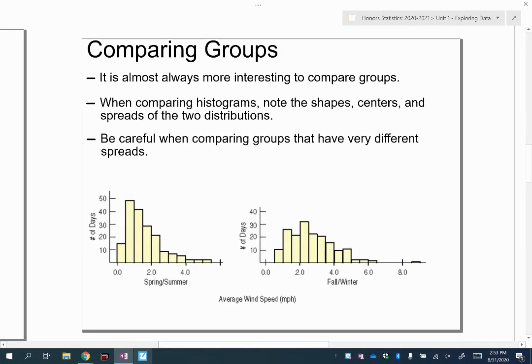All right, and the last thing is about comparing groups. You're going to do this on the exit ticket, and we're going to practice in class as well. But ultimately, it's always more interesting to compare 2 groups at a time. So we'll be doing some examples where we're actually comparing some box plots. So you can get some practice with comparing those box plots and their 5 numbers from the 5-number summary.